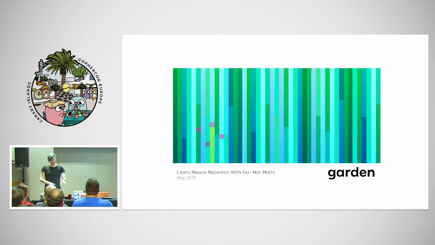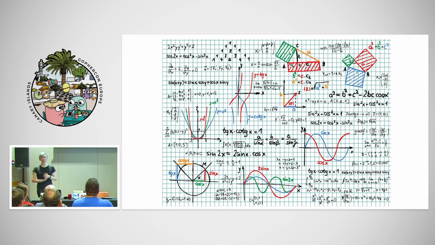There's a lot of showing code here, so I'm probably going to be sitting down hiding behind the computer most of the time, but let's see how we can do this. So we're going to talk about neural networks, and the biggest problem about neural networks is this. It's a boatload of math.